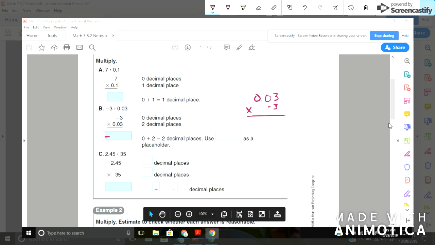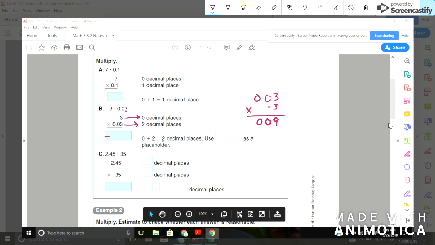Okay. Now let's multiply. 3 times 3 is 9. 3 times 0 is 0. And 3 times 0 is 0. Okay. And then my final step would be to look at how many decimal places I have. How many numbers are after my decimal? Well, in this number, -3, I don't have any decimal places. And in my second factor, my second number that I'm multiplying, I have 2 numbers after the decimal. So 0 plus 2 would be 2.